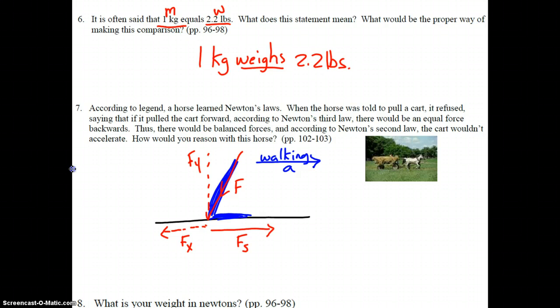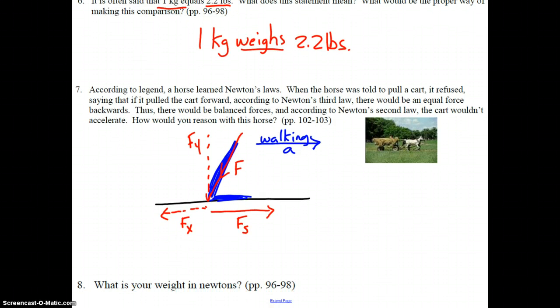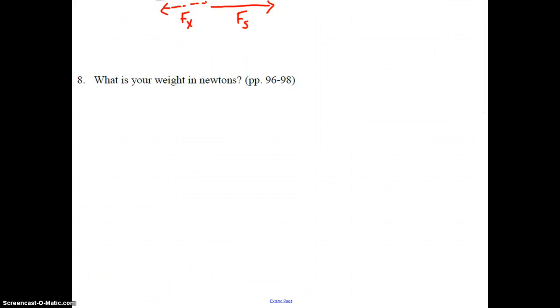All right? We move on to number 8, which asks, what is your weight in newtons? All right, so here's how you do this. I'm going to use my weight as an example, and you can follow through and do the same calculation with your weight. I weigh 210 pounds. So the first thing that we have to do is convert that to mass in the metric system. And as mentioned up above in number 6, we know that 1 kilogram weighs 2.2 pounds.